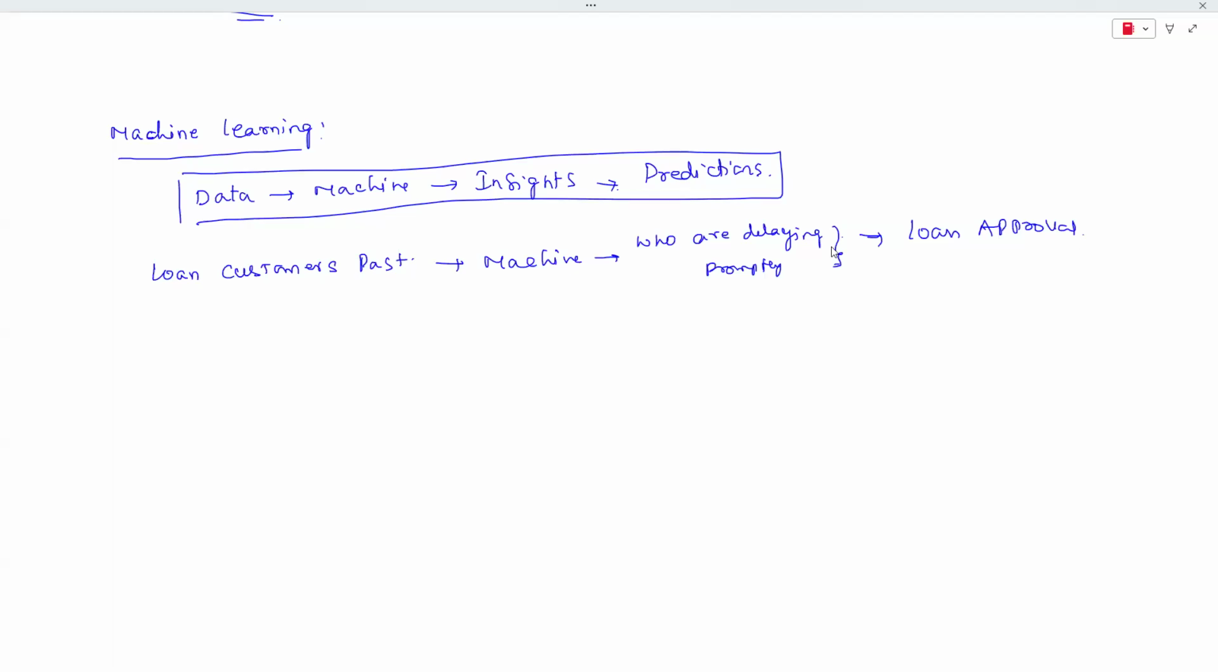90% this person may not pay the EMI promptly. He may delay those loan EMIs. Don't give the loans to such customers. Like that, we can make some kind of predictions, guys.